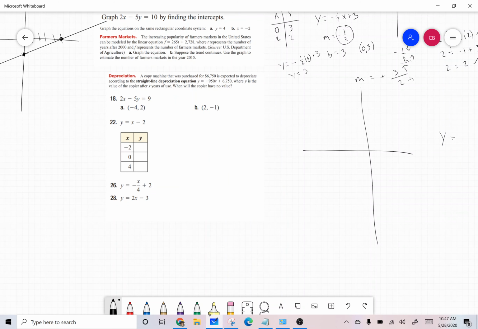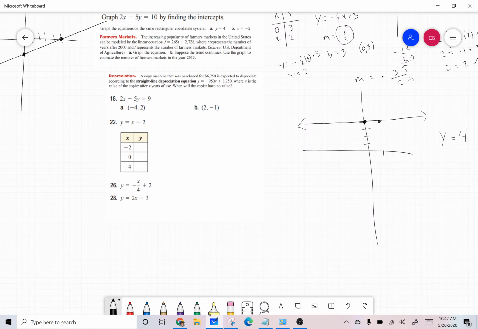If y is going to be equal to 4, it needs to be 4 in every position. Well, where is y equal to 4? Well, at 0, 4, y is equal to 4. At 1, 4, y is equal to 4. The x has no bearing over the y value. And so we get the line that looks like this.